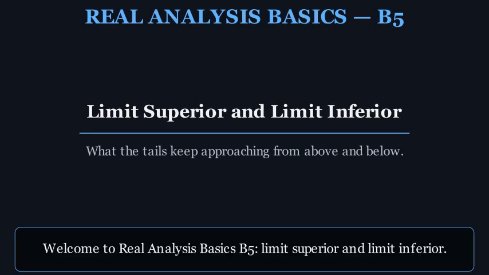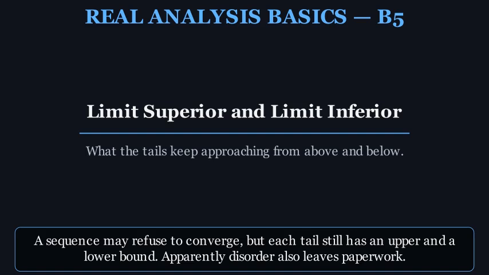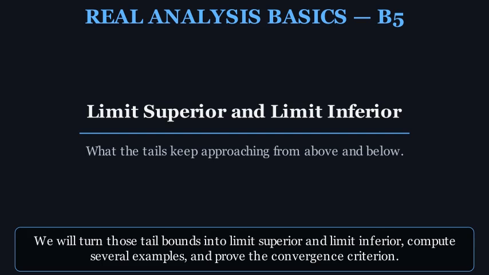Welcome to Real Analysis Basics B5, Limit Superior and Limit Inferior. A sequence may refuse to converge, but each tail still has an upper and a lower bound. Apparently, disorder also leaves paperwork. We will turn those tail bounds into limit superior and limit inferior. Compute several examples and prove the convergence criterion.